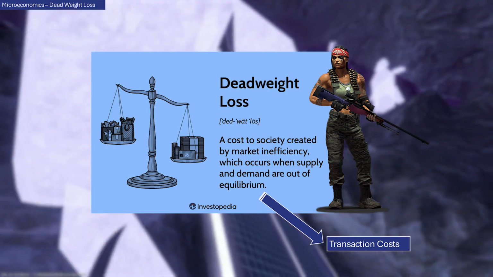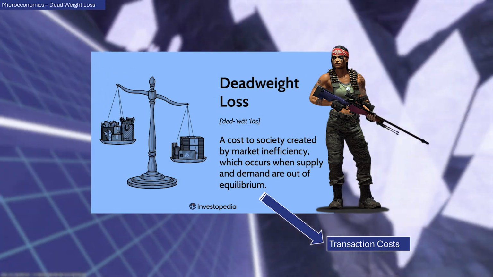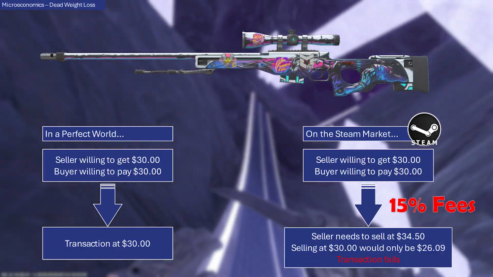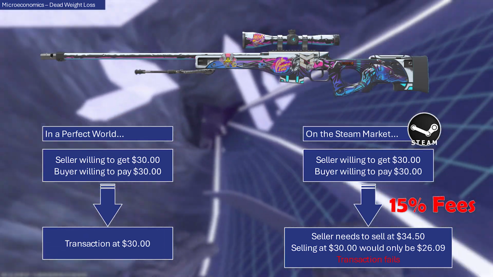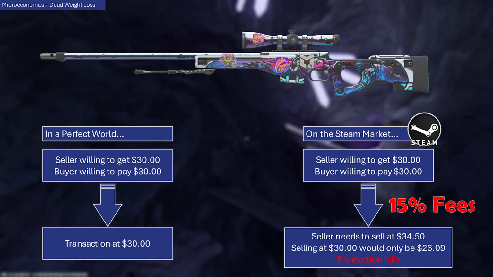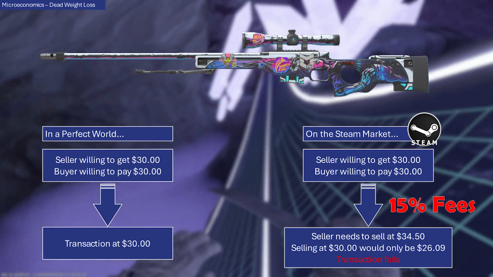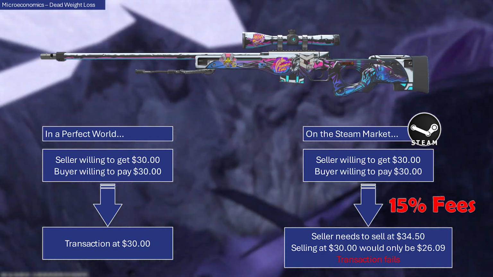Alright, one last concept I want to explain under microeconomics. I want to introduce the concept of deadweight loss, specifically in the context of transaction fees. Let's say I want to buy a Neo-Noir AWP, and the max I am willing to pay is $30, and someone I do not know happens to be happy to sell it to me for $30. In a perfect world, we would have a deal. However, in the context of real life, as well as for Counter-Strike skins, we would not.